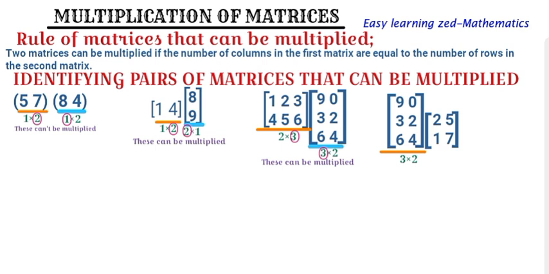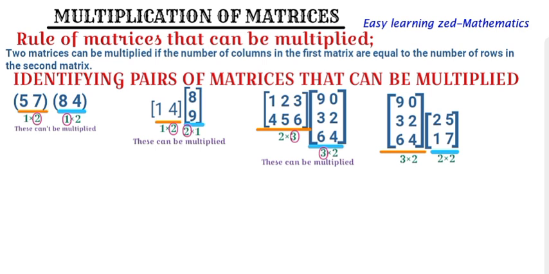Then what is the order of this second matrix underlined in blue? The order is 2 by 2. It has 2 rows and 2 columns. The first one has 3 rows and 2 columns. The second one has 2 rows and 2 columns. So those are the orders.